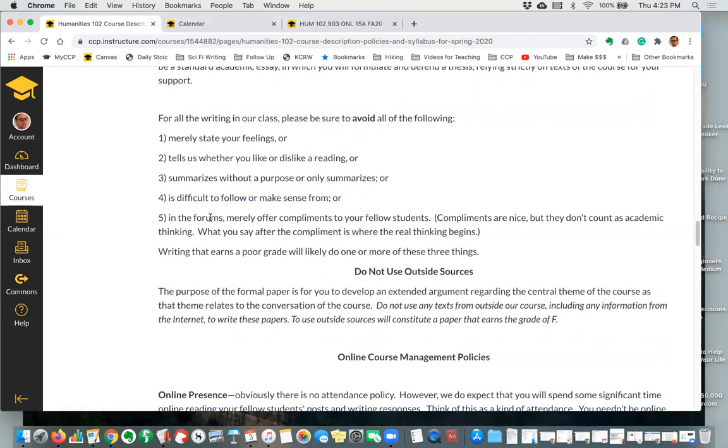And then in the forums, when you're writing with your fellow students, a lot of times students will just compliment each other. "Oh, I really like what you said." It doesn't really matter. You can do that. But after you do that, what do you have to say? You have to say more. You follow me? So these are things you want to avoid, right? And I'm stressing this because in an online class like ours, it really is all about writing. What you're doing is writing. So the rules of writing apply, including quality writing, okay?